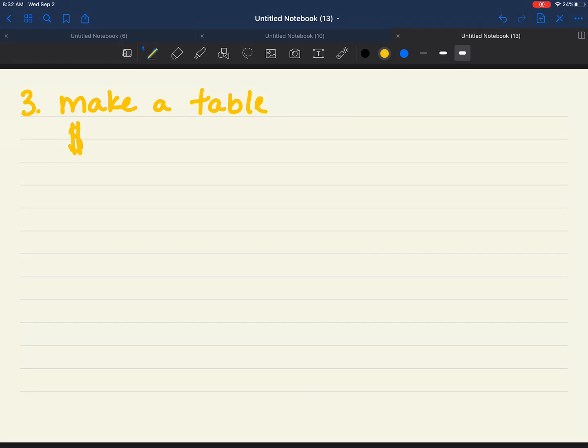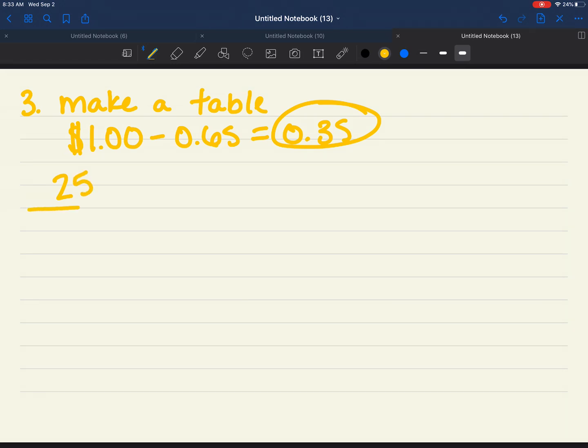35. You're correct. So if it's $1, everything costs 65 cents. My change is always going to be 35 cents. So this is what I'm looking for in my table, right? Now, in the table, it's only giving back quarters, dimes, nickels.